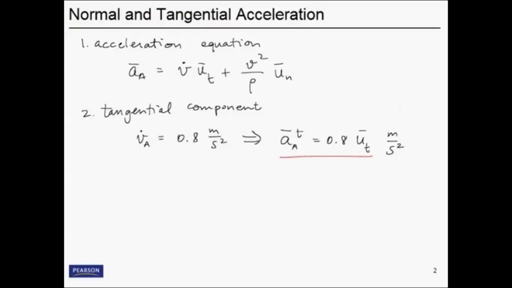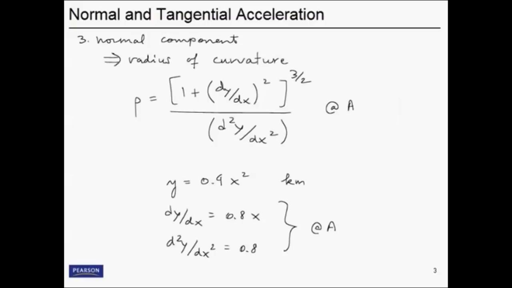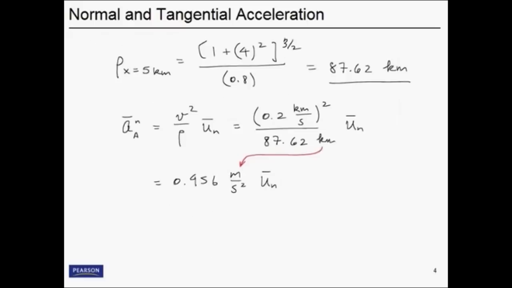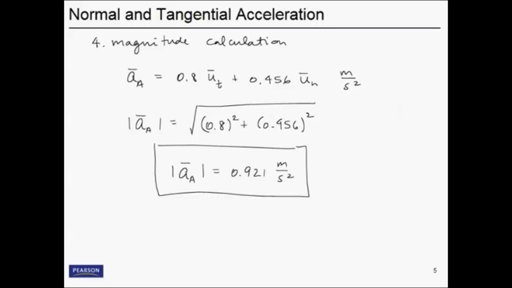The tangential component, as it turns out, was given in the problem statement, so that was pretty easy to do. And then on the normal component, the hard work revolved around identifying the radius of curvature. And because our curved path was a polynomial, this was reasonably straightforward to do. We just had to make sure that we evaluate the radius of curvature at the correct location, that is, at point A. We can then write our normal acceleration at A, and then find the magnitude by taking the square root of the sum of the squares. So the magnitude of the acceleration of A is 0.921 meters per second squared.